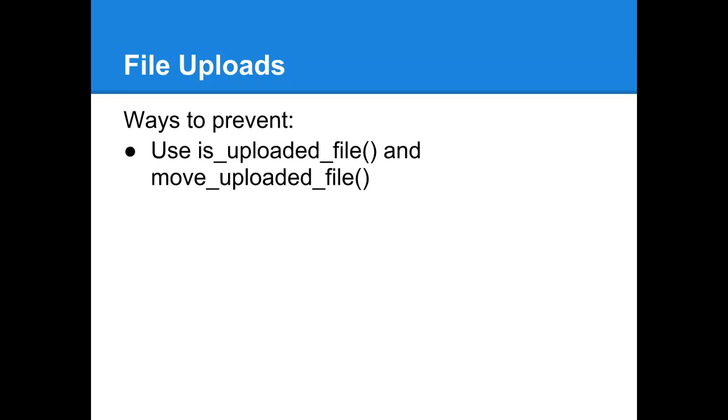So ways to prevent it: use is uploaded file and move uploaded file. Is uploaded file will check the temporary directory to see if the files match, and it'll make sure that that was actually a file that was uploaded by the user. And then move uploaded file will do that check ahead of time, so that's part of move uploaded file. And if it does exist, then it'll move it. So they can't try and sneak a file in there or try and upload a file that isn't existing in the temp directory.